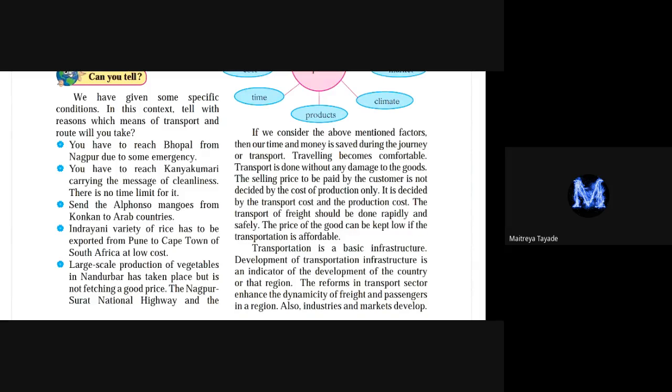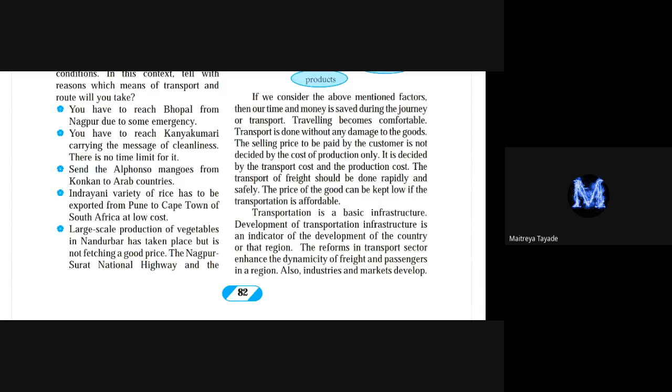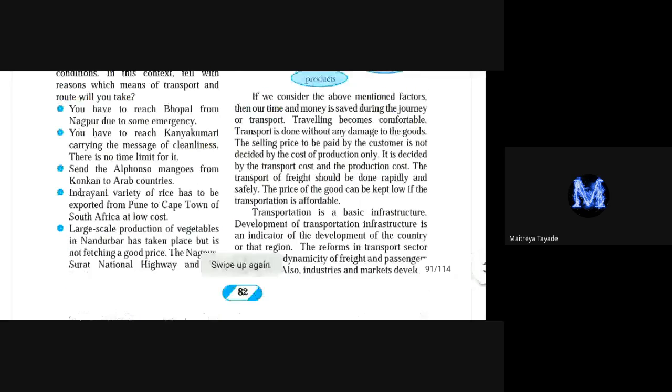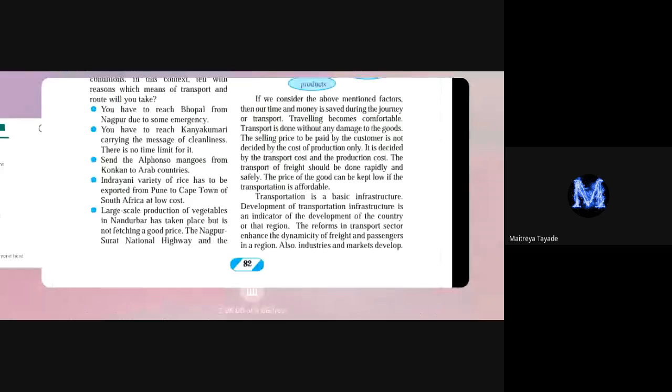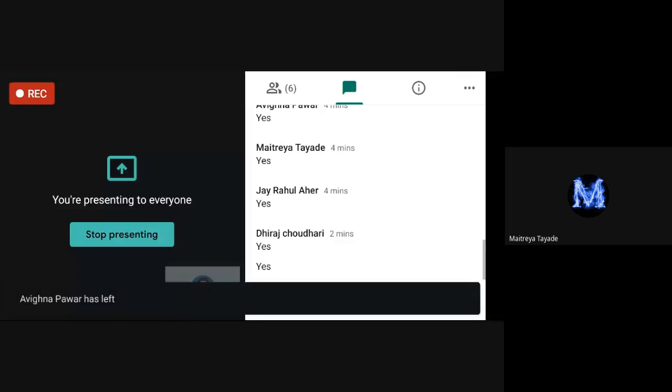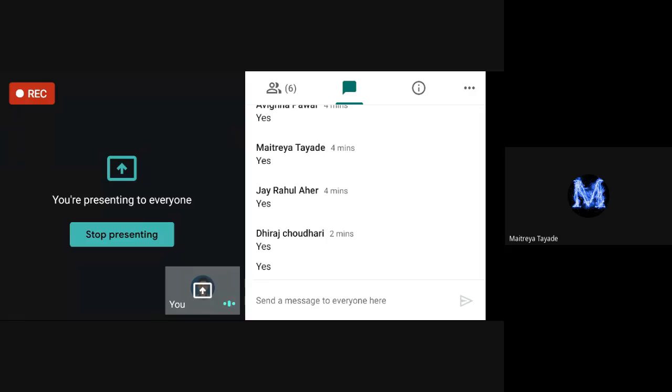Okay, so very first, you have to reach Bhopal from Nagpur due to some emergency. You have some emergency, you have to reach Bhopal, which is in Madhya Pradesh, and you have to go from Nagpur, which is in Maharashtra. So there is an emergency. Can anybody tell me which means of transport you would prefer or would take? I hope you have understood the question. Did we understand the condition they have given?